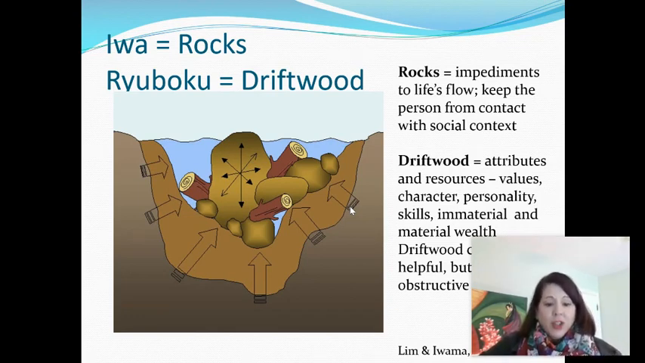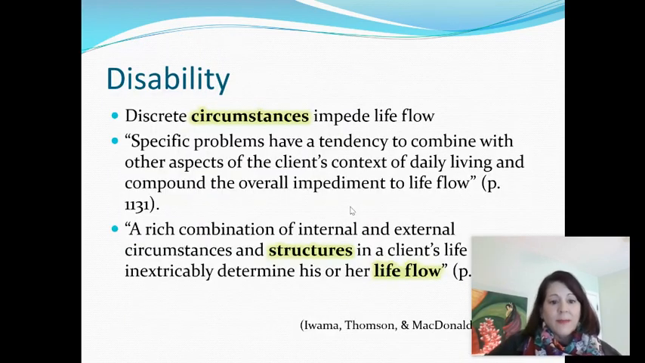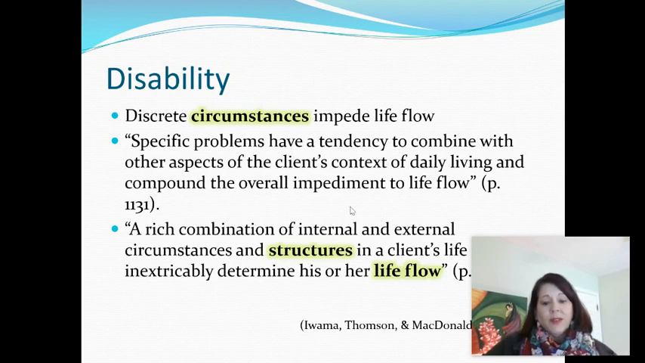But the picture is showing how the rocks and the driftwood can obstruct or cause sediment to the river sides and bottom, which is restricting the person's ability to be in contact with their context, and in particular, their social context. So disability is these discrete circumstances that can impede life's flow. And they are compounding the overall impediment to the life's flow with these specific problems.